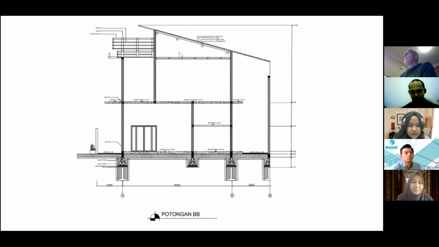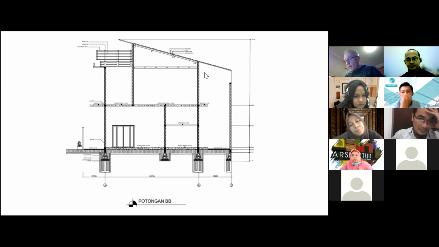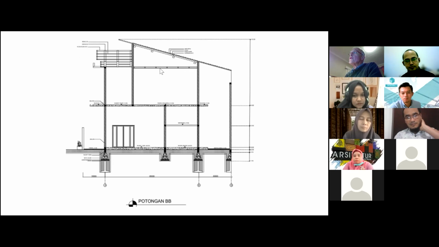I personally think this is about a 4-meter span here. So a rafter spanning 4 meters has to be about 30 centimeters deep. That's quite a big rafter, isn't it? And so it might have been better for the student to design a truss here, because then the bottom chords of the truss could support the ceiling.